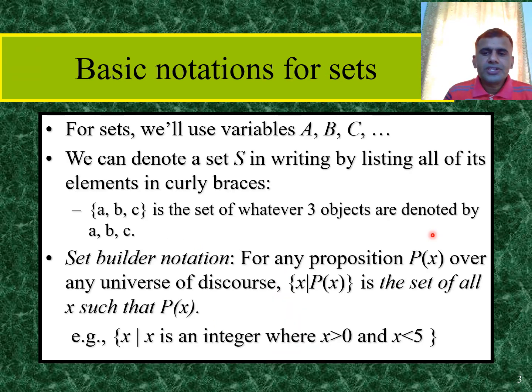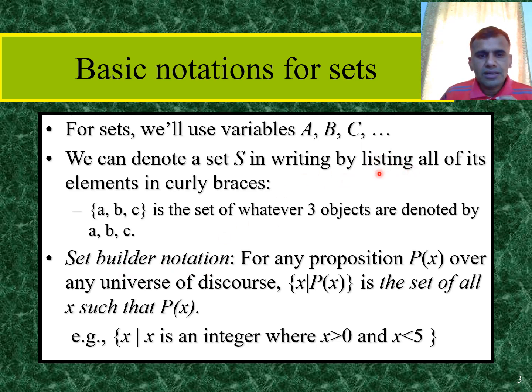Now, basic notation for sets. All these sets can be represented by capital letters, capital alphabets A, B, C, and so on. We can denote a set S in writing by listing all of its elements in curly brackets. So to represent any set, there are two methods. One is the listing method and the other is set builder form.